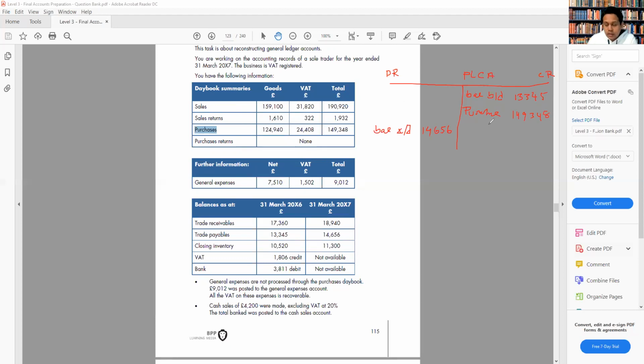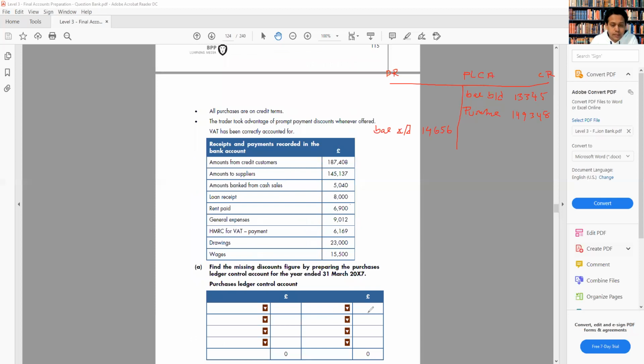So that's for the purchase. If I buy more, I have to pay more. Then I will need to see, is there any purchase return? The question said none. There is no purchase return, so I don't have to worry about it. Now we need to see, is there any money that we already paid to our supplier? So we'll go to the bank and have a look, is there any money we already paid to our supplier? Because if you already paid something, we're not going to pay it again.